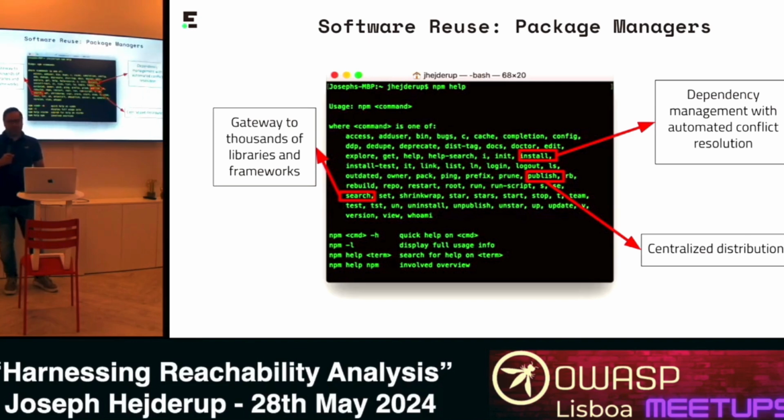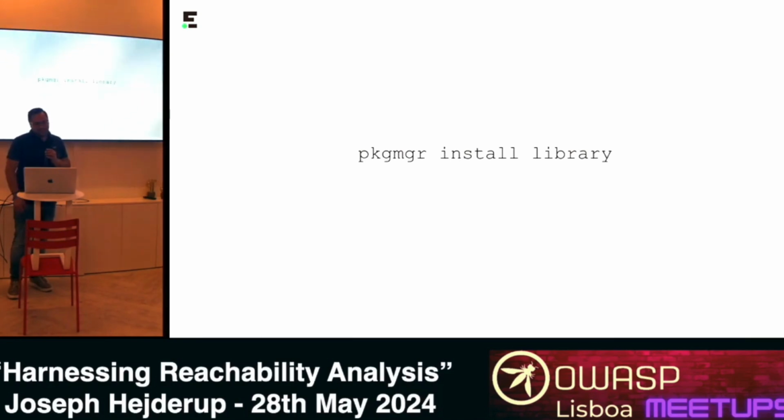The other thing is that there is centralized distribution, which makes it very nice to download packages, but also to publish packages to share with others. It is a nice gateway where you can get thousands of libraries and frameworks. And if you don't have any policies around what you can use and not use, this is a very nice way to immediately avoid reinventing the wheel many times. This is essentially the manifestation of software reuse today, and it's all done in this simple command: package manager install library.